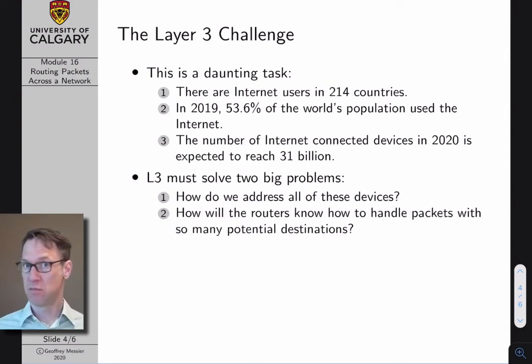So really, your little router box at home in your house has to be able to deal with packets that could be destined for over 30 billion possible destinations. So how are we going to possibly handle this? And so that's really going to guide our discussion of the network layer. And our discussion of the network layer, again, is very specifically going to focus on the Internet Protocol, or IP, because that's really sort of the rock star protocol of layer 3 for sure.